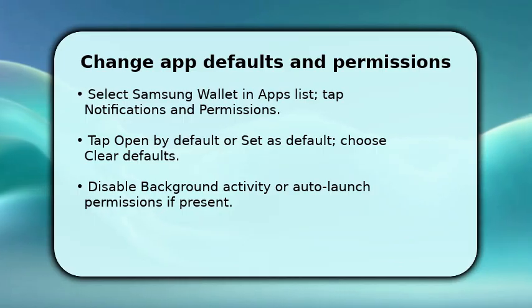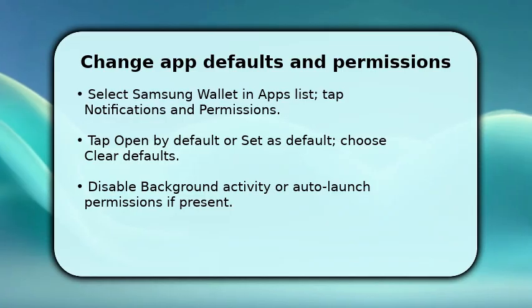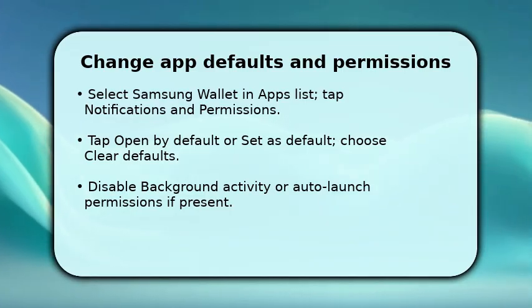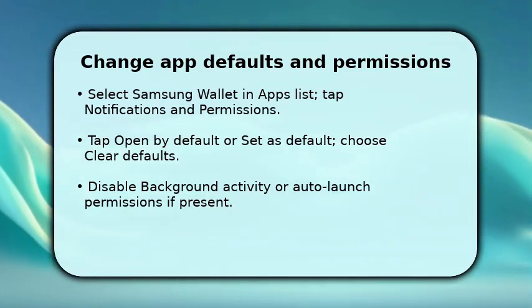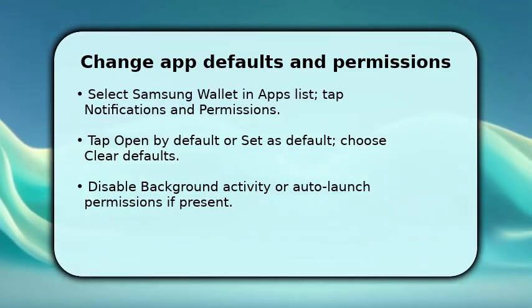Also inspect notifications and permissions. Turning off certain triggers, like NFC or wallet suggestions, helps. These actions stop the app from being the primary handler.